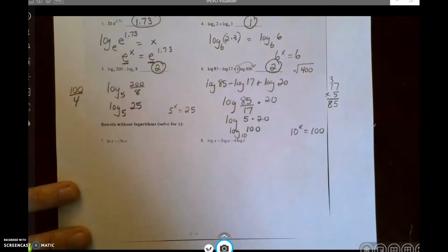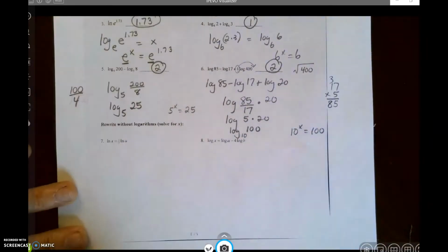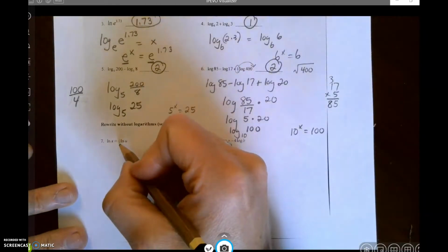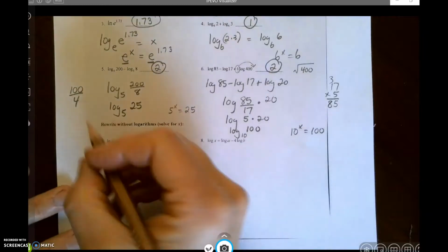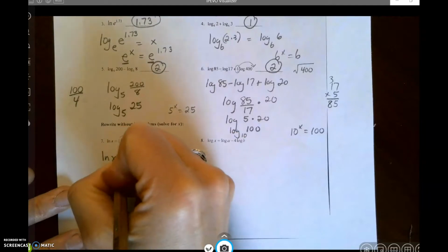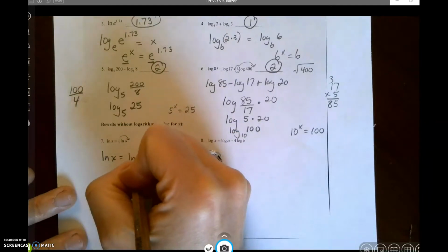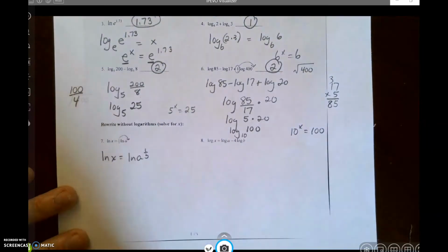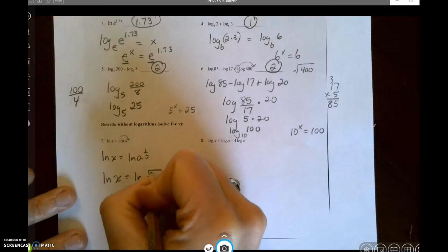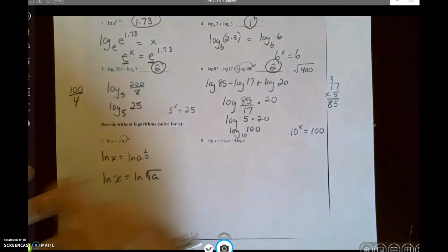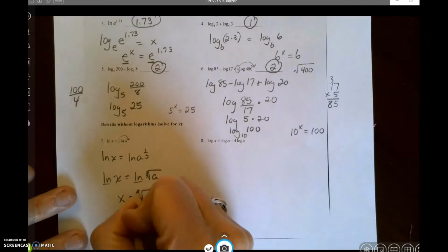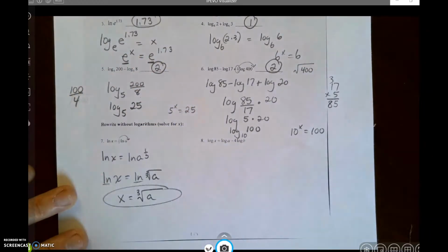This next one says rewrite without logarithms, so we're going to be solving for x. That says 1/3. I'm pretty sure that's a 1/3. Yes, 1/3. So I'm going to first put that right here, and I have natural log of x equals natural log of a to the 1/3. So the natural log of x equals the natural log of the cube root of a. Well, since these both say natural log, I know that x must be the cube root of a.